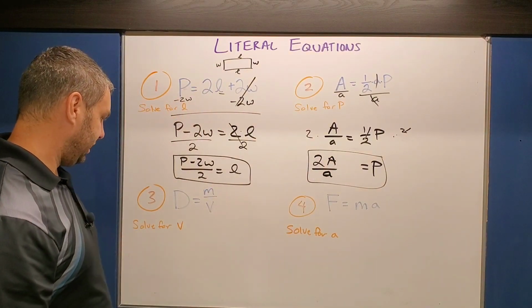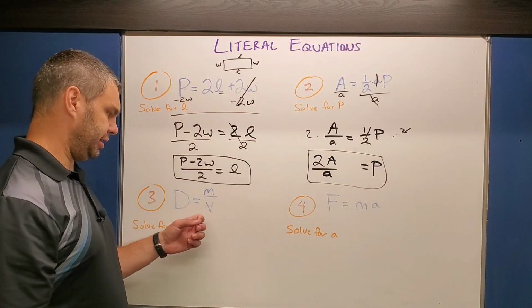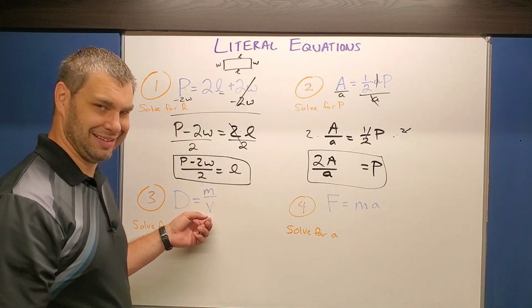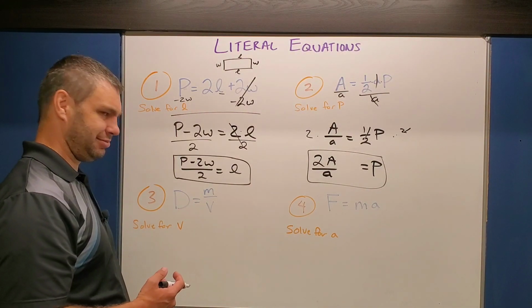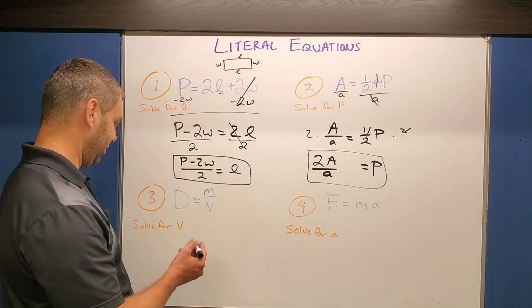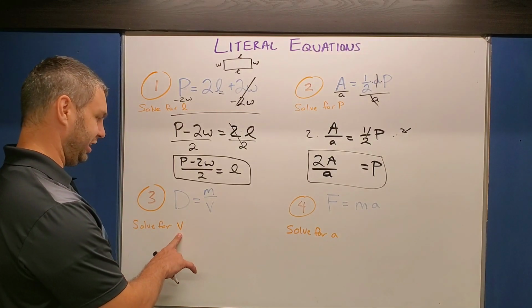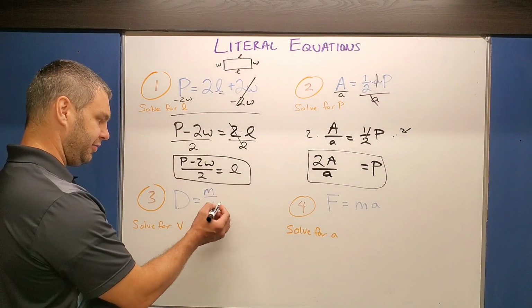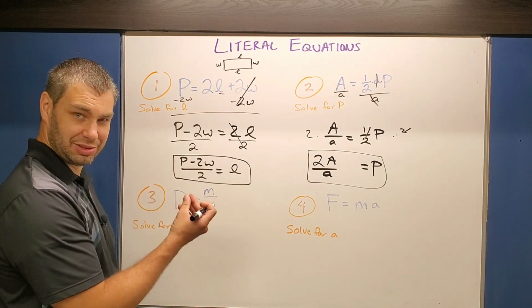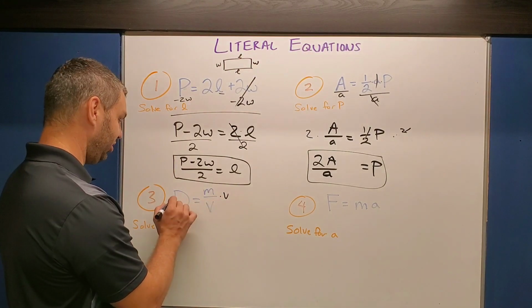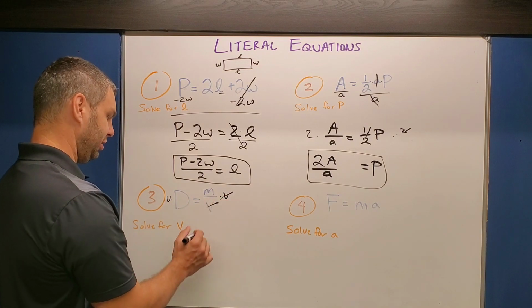All right, what about this one? D equals M over V. I think this is a science one. I don't know, I'm a math guy, but I should probably know what that one is. Density, maybe? I don't know. You can let me know in the comments. All right, let's solve for V. Well, here, V is in the denominator, so I can't just move this M over in one fell swoop. I have to actually move the V first. So that's why I picked this one to do.